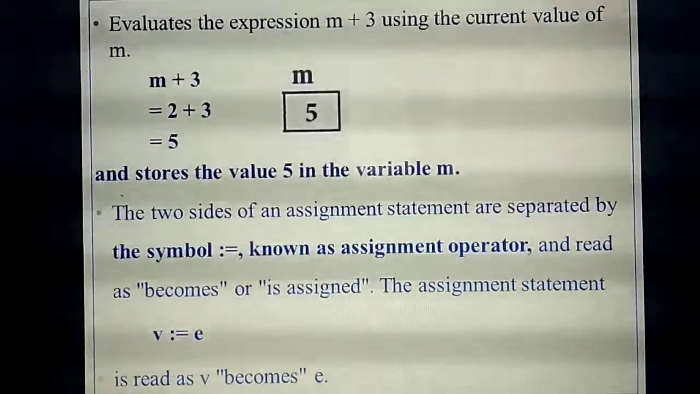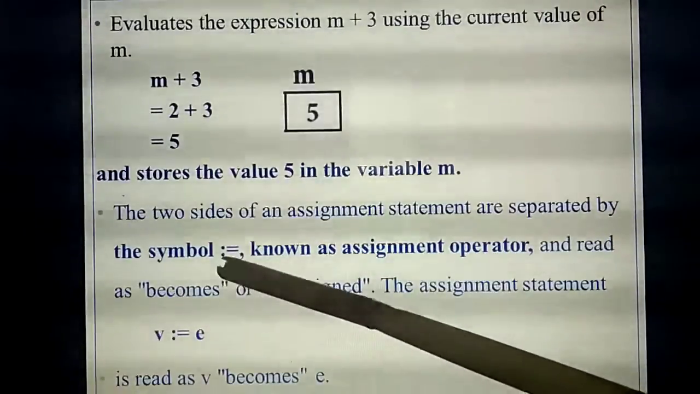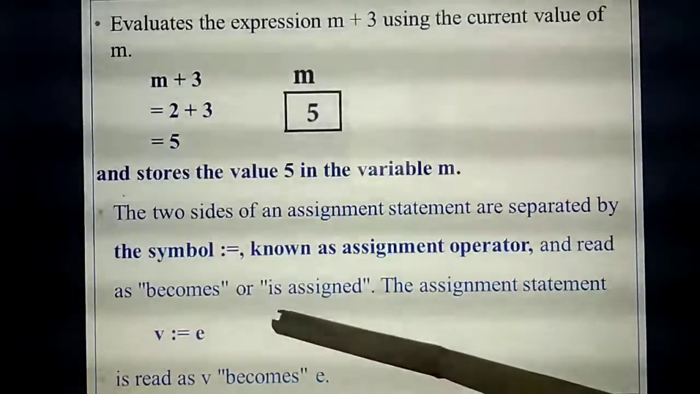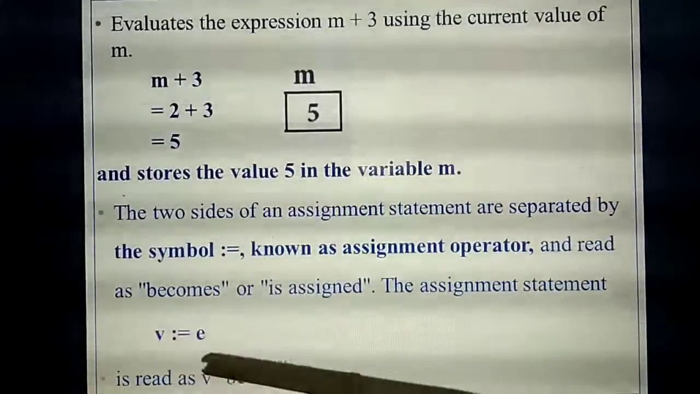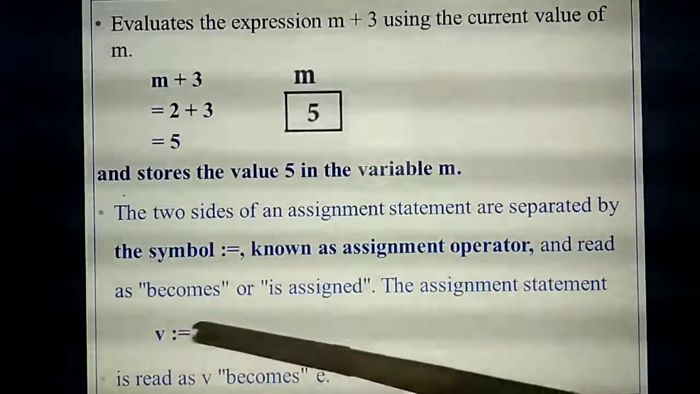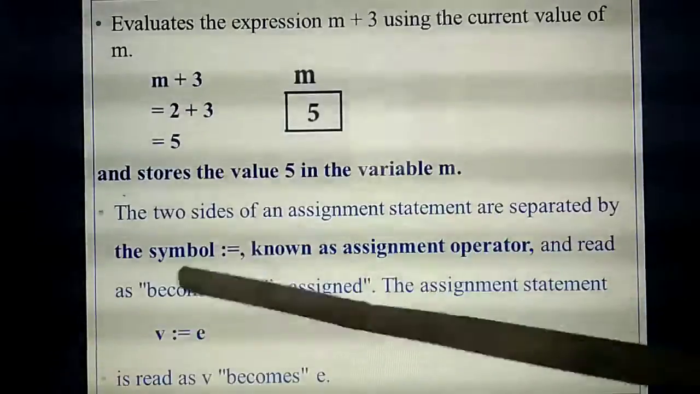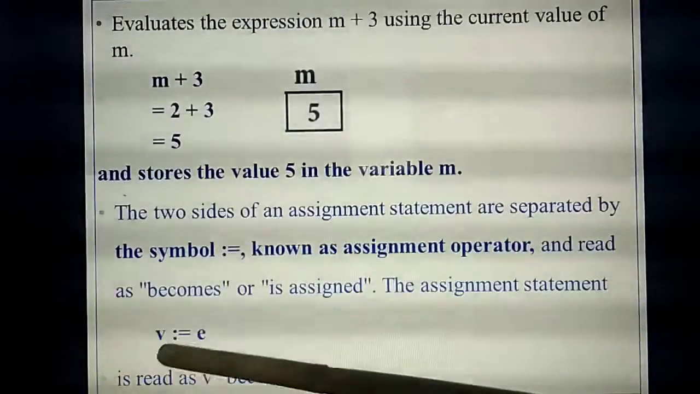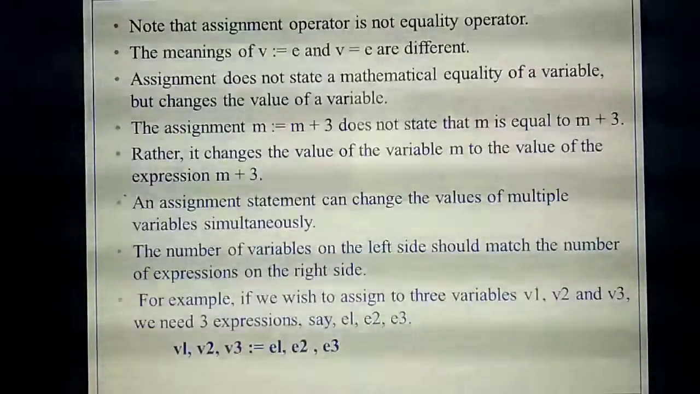How do you need to read this symbol? This is an important question. How do you read this symbol? Is equal to: becomes or assigned. Read it now. They are giving V is equal to E. So V becomes E. Whenever you find this symbol, you need to read it as becomes. So you need to read it like this: V becomes E. Understand?